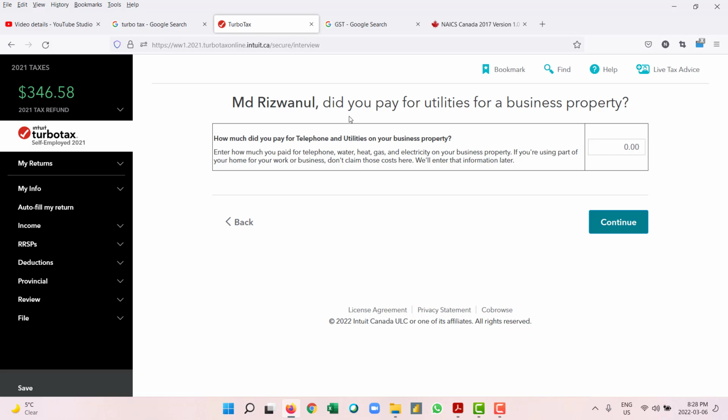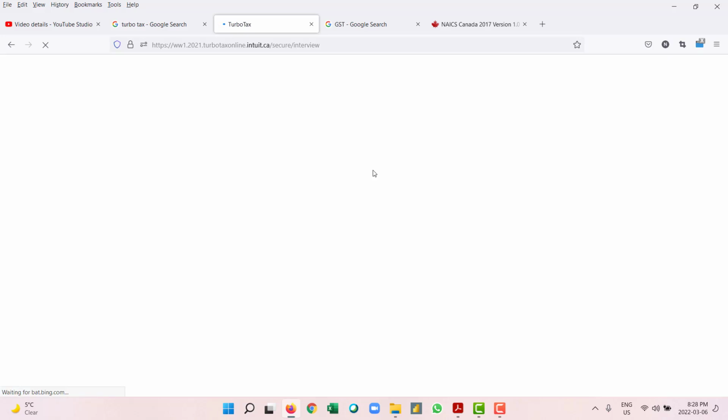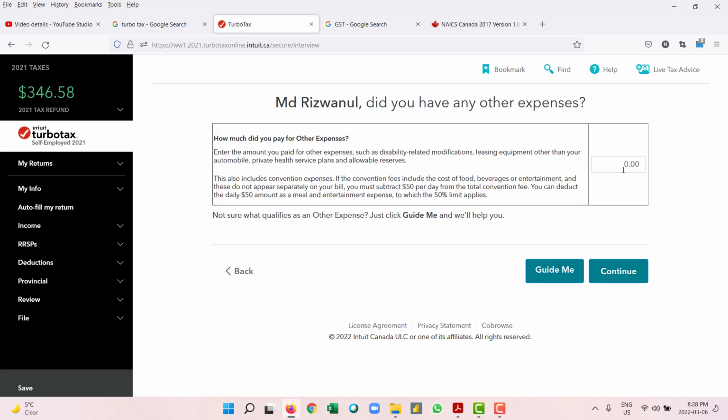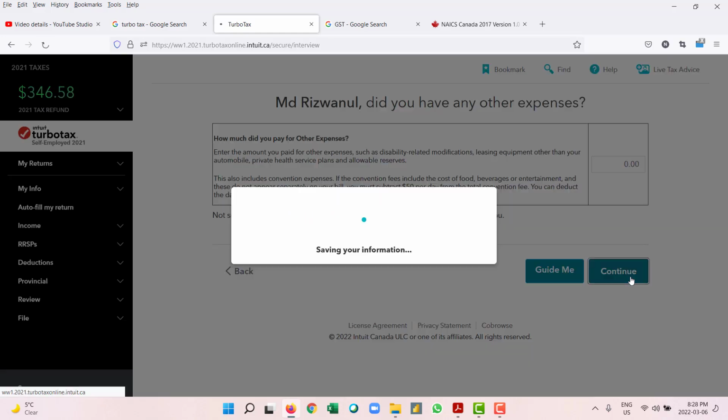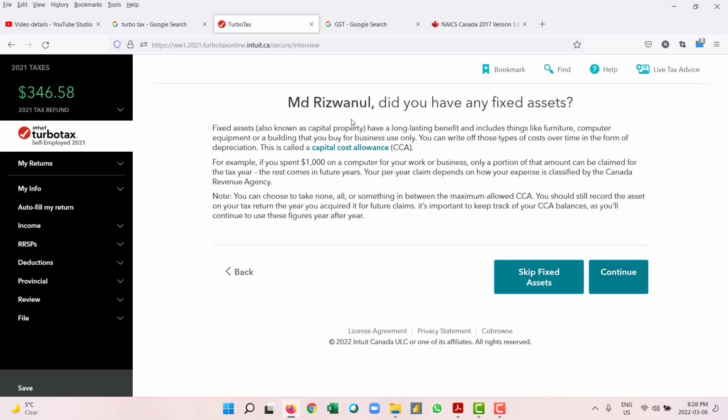Mr. Rizwanul, did you pay for utilities for a business property? If you pay any electricity, gas, anything for your business, you can deduct here. No, I did not pay anything. Did you have any other expense? No, I did not have any other expense. You can read it, just fill it in and complete it. It's very easy. Mr. Rizwanul, did you have any fixed assets?